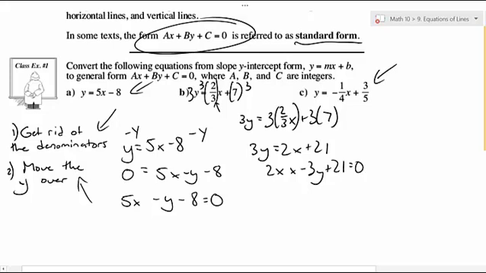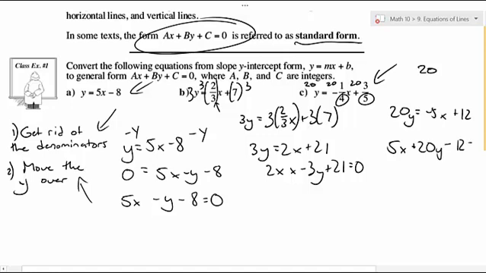And then this last one here, we've got a 4 in the denominator and a 5 in the denominator. So we're going to look for the least common multiple. Well, we know that both 4 and 5 go into 20 evenly. So let's multiply everything by 20. That's going to give us 20y equals negative 5x plus 12. So in our standard form, our general form, we are going to have 5x plus 20y minus 12 equals 0. And that's it. That's how easy it is.